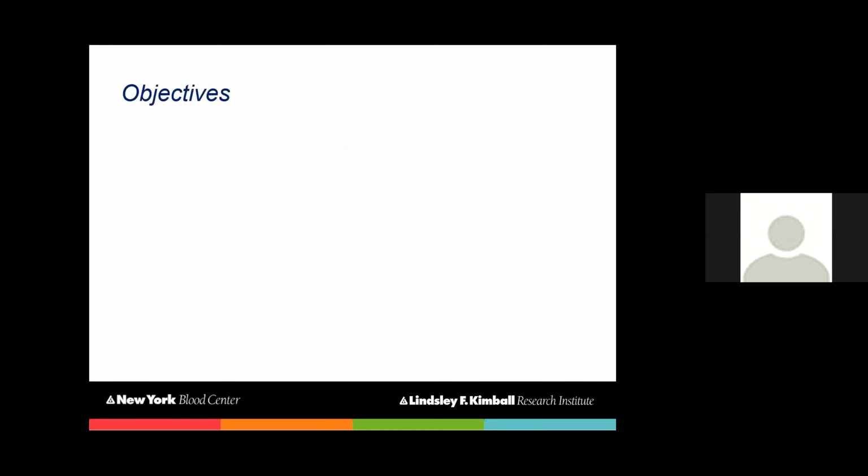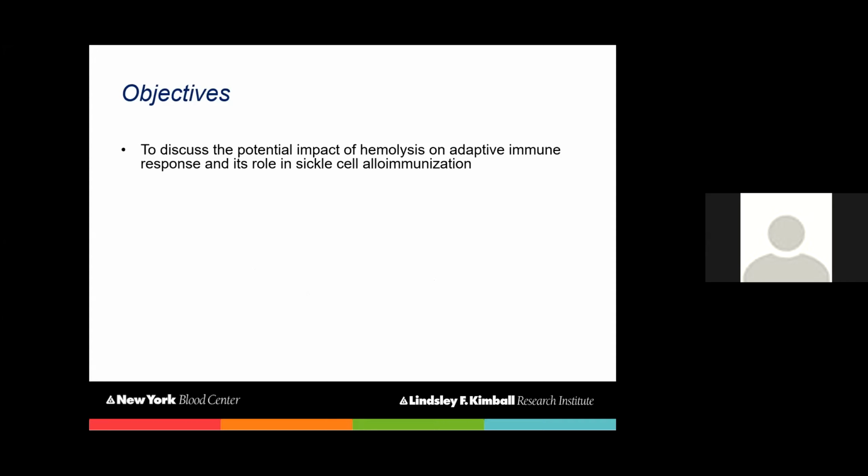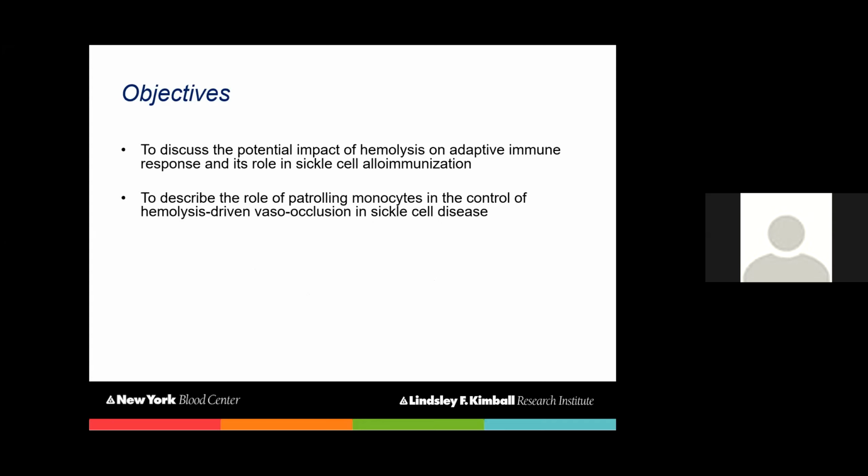Okay, so I have no conflict. For the first half of the talk, I'll discuss the potential impact of hemolysis, which is a hallmark of sickle cell disease, on the adaptive immune response and its role in alloimmunization in this disease. Then I'll describe the role of a subset of circulating monocytes that we've uncovered, which we think are important in the control of hemolysis-driven vaso-occlusion, another hallmark of sickle cell disease.